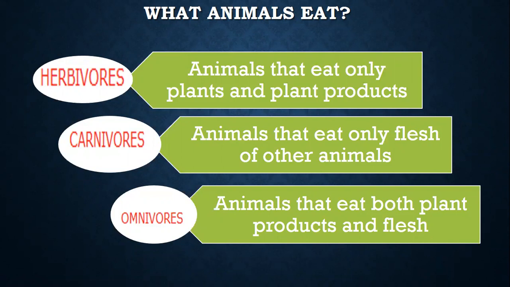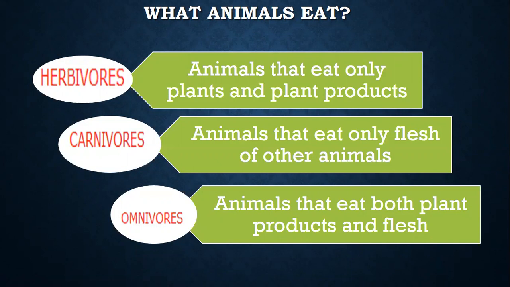Next we come to carnivores. Carnivores are the animals that eat only the flesh of other animals, like lions, tigers, eagles, and wolves. These carnivores have sharp and pointed canines, which we call tearing teeth, along with sharp claws and powerful jaws, which help them to tear flesh.